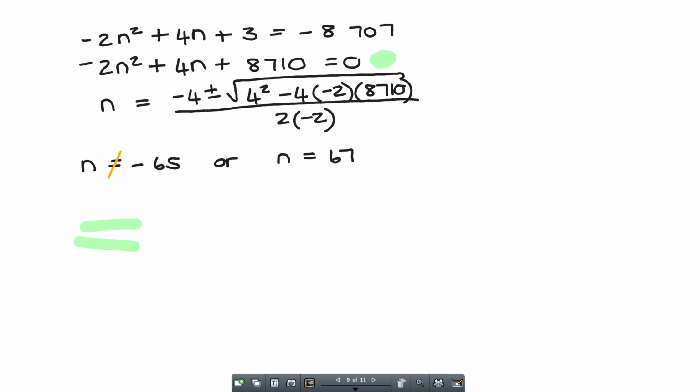Jy gaan jou punte kry. Jy kry hier 'n punt omdat jy dit gelyk gemaak het aan daai getal. Dan kry jy 'n punt omdat jy als een kant toe gevat het. Jy kry 'n punt vir die instel by die formule en dan kry jy 'n punt vir jou antwoord. So is lekker 4 punte. Okay. Any questions?